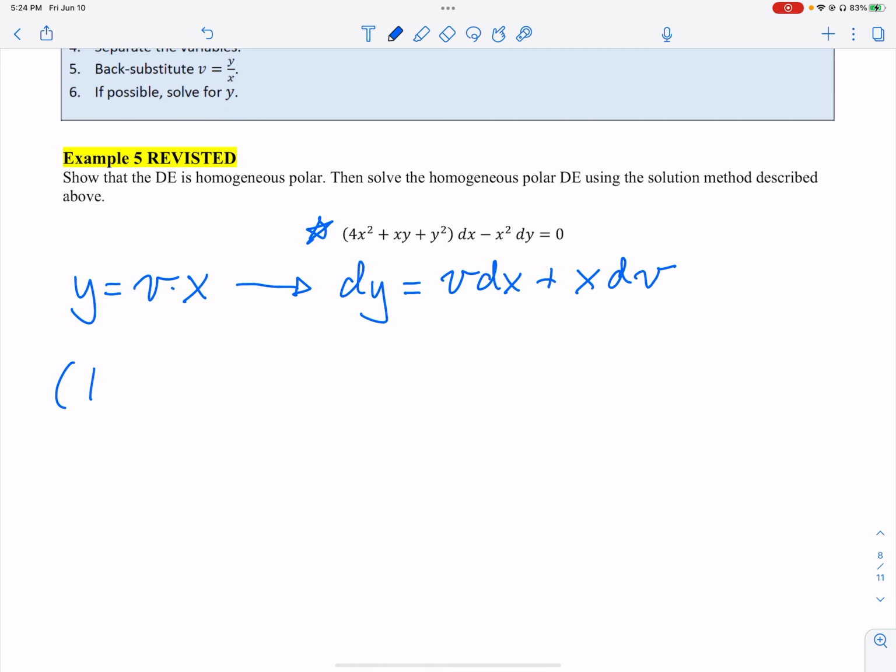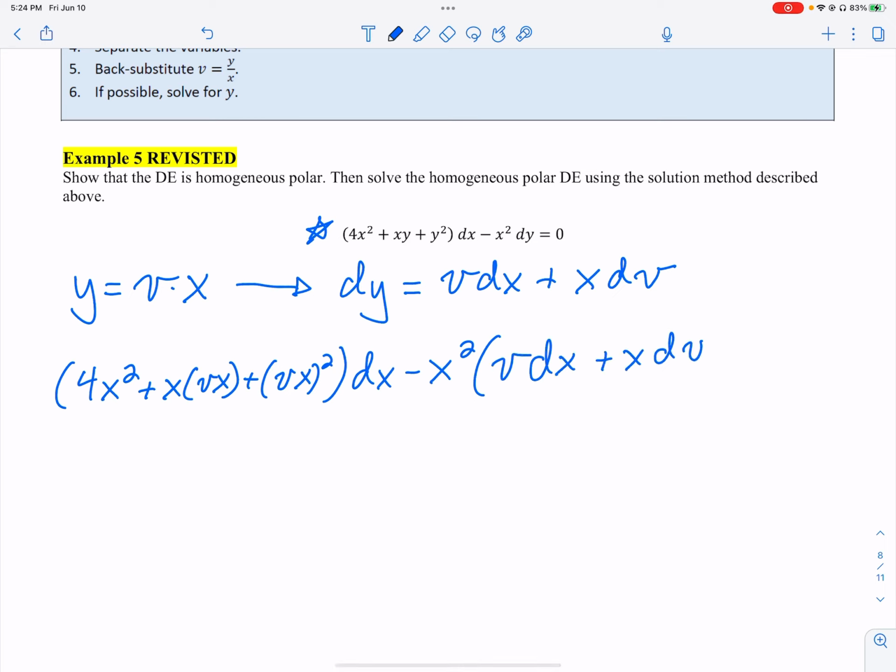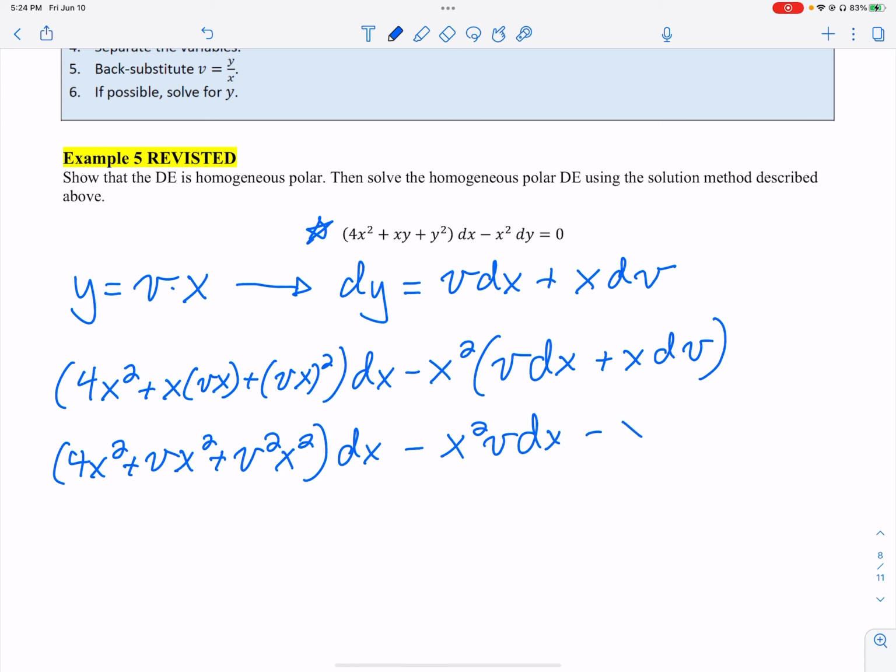I can actually take this now, multiply, put everything in: 4x squared, x times vx plus vx squared times dx minus x squared, and then we replace dy. We know what dy is. All right, I'm going to do these multiplications. We get 4x squared plus vx squared plus v squared x squared, right, dx minus x squared v dx minus x to the third dv, and this equals 0. I forgot to finish the equation right there.